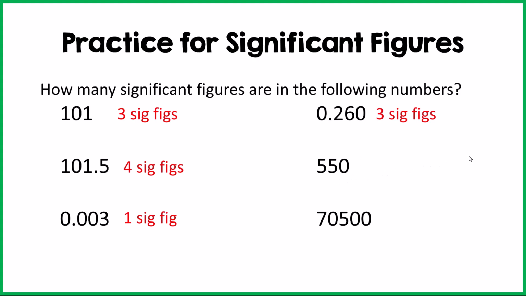550 only has 2 significant figures. This is a trailing 0 or placeholder 0. And this last one, 70,500, has 3 significant figures. This sandwich 0 counts. These 2 trailing zeros do not.